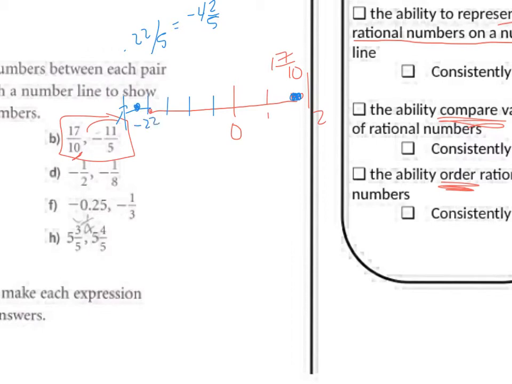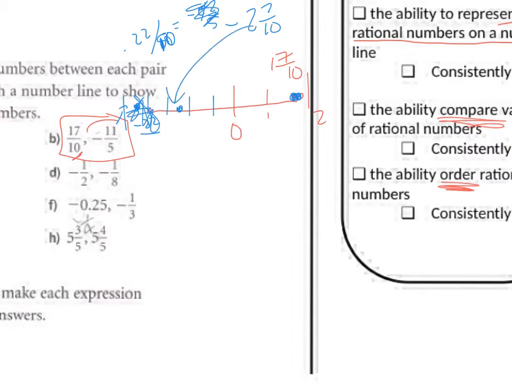Negative 22. Sorry. That should be negative 22 over 10, which is negative 2 2/10, which is better because that's over here then. Okay, so get rid of that.